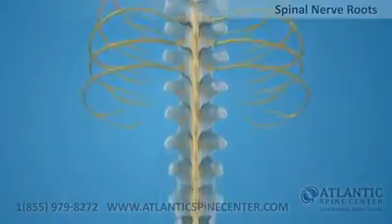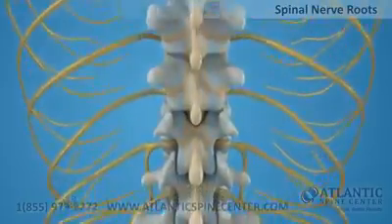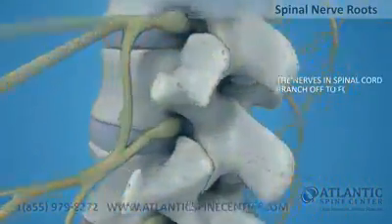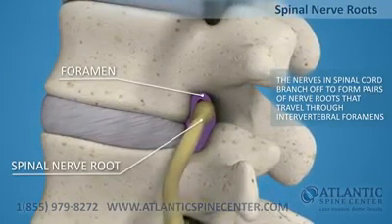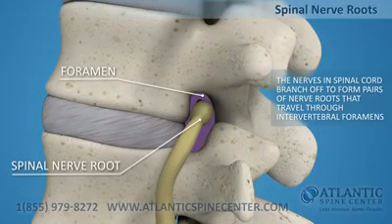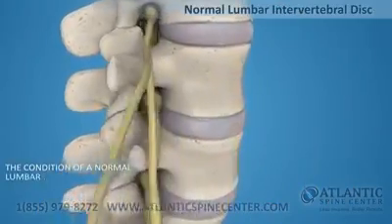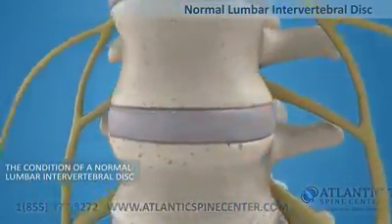The nerves in your spinal cord branch off to form pairs of nerve roots that travel through the small openings between your vertebrae, intervertebral foramens. This is the condition of a normal lumbar intervertebral disc.